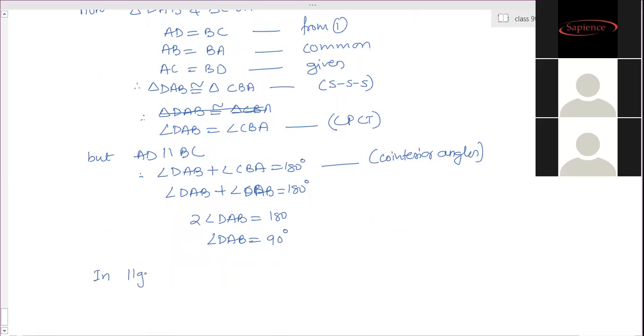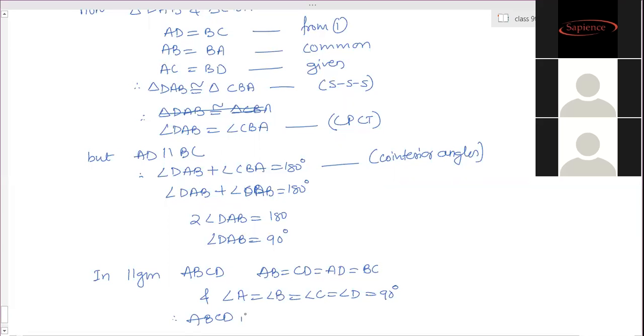So in parallelogram ABCD, AB is equal to CD is equal to AD is equal to BC, and angle A is equal to angle B is equal to angle C is equal to angle D is equal to 90. Therefore ABCD is a square.